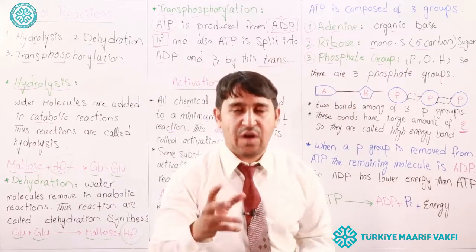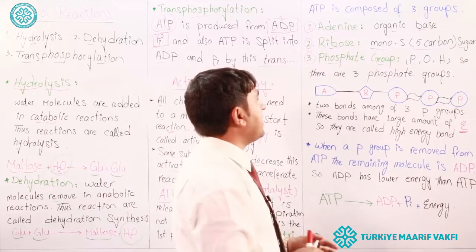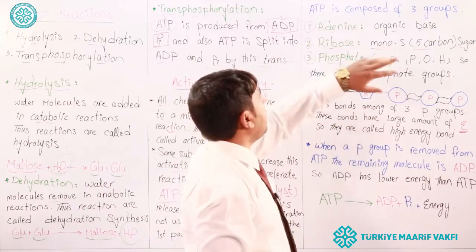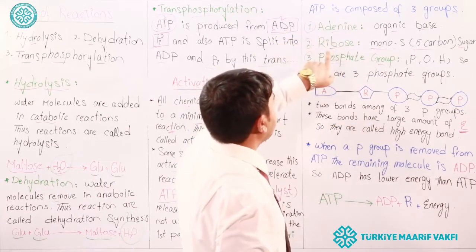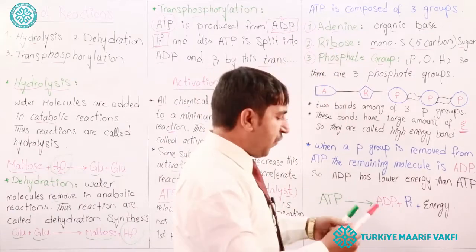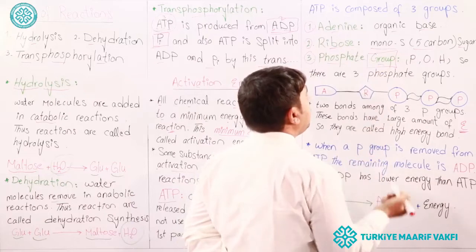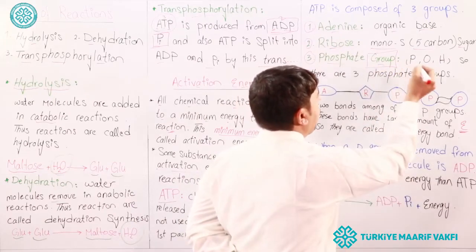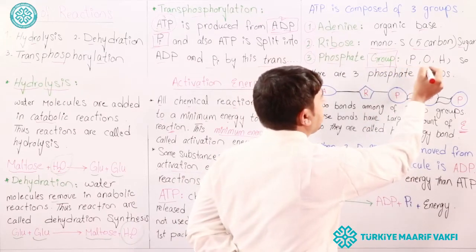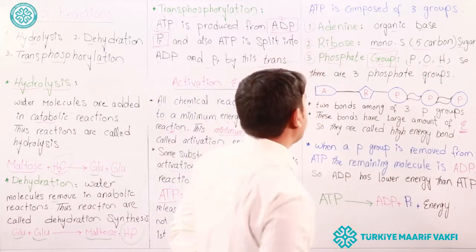What is that? Phosphate group. So now we simply can say that ATP is made from 3 groups: adenine, ribose, and phosphate. The phosphate, it is a group. What is a phosphate? It is a group or a compound. It is made from some elements. These elements are phosphorus, oxygen, and hydrogen.